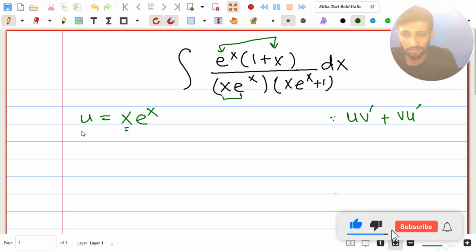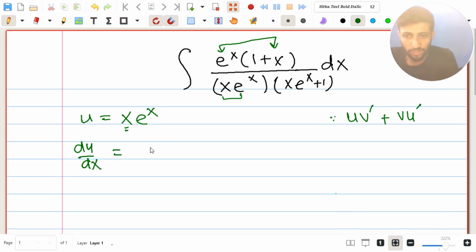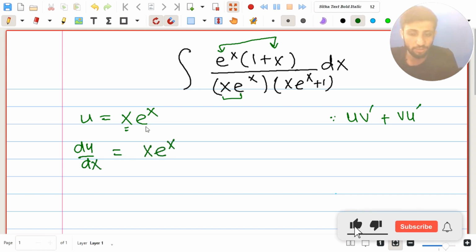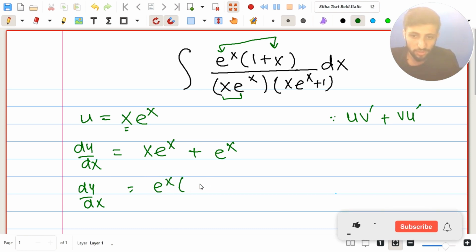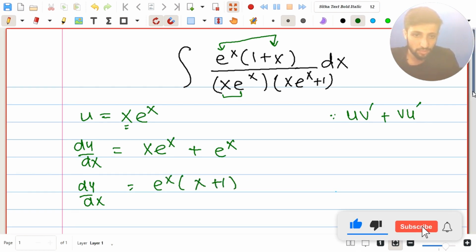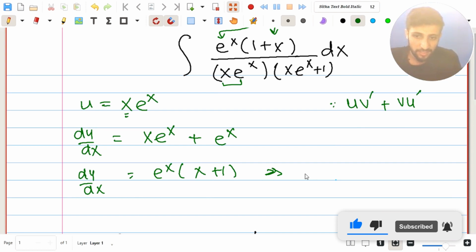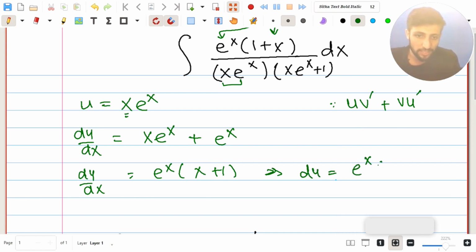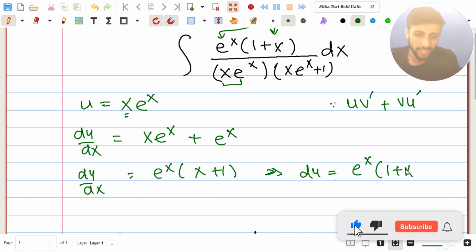If I am taking the derivative of this u with respect to x, then du over dx is simply equal to x e to the power x; I am taking the derivative of x first, keeping e to the power x. Now the derivative of x is simply 1, so I will get e to the power x. So du over dx, if I take e to the power x as common, is e to the power x into (x plus 1). So that means this du is simply equal to e to the power x into (1 plus x) into dx.